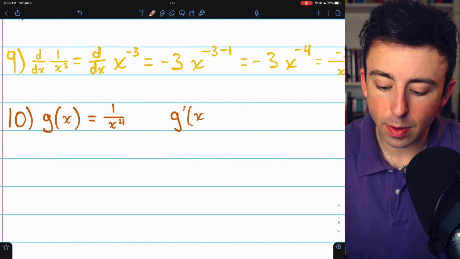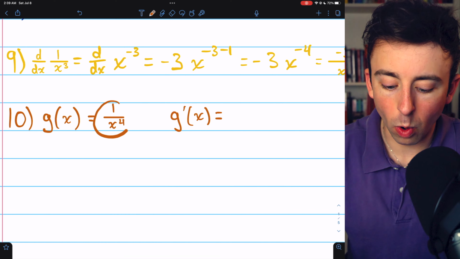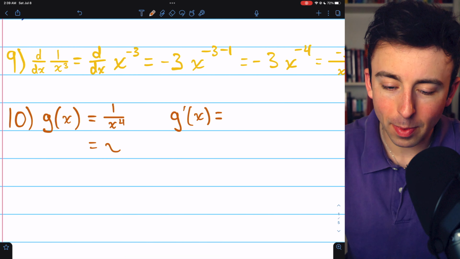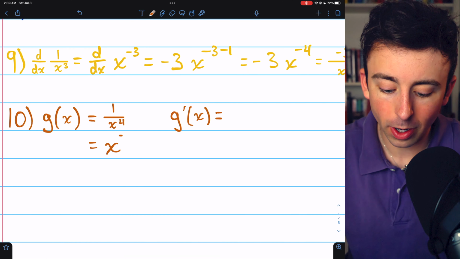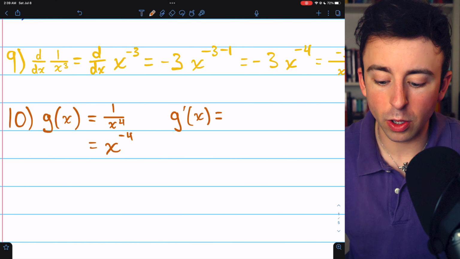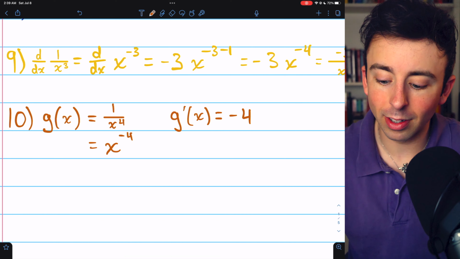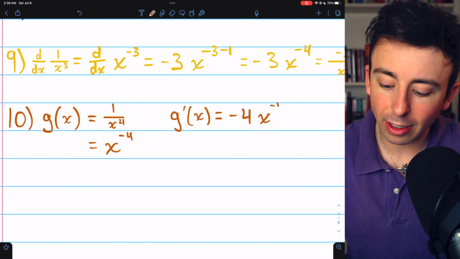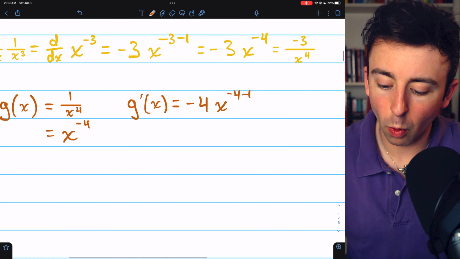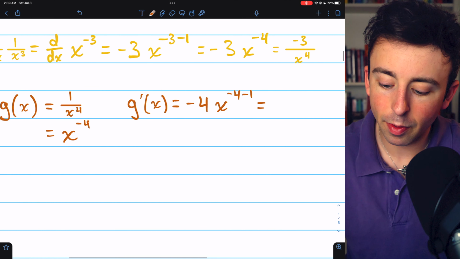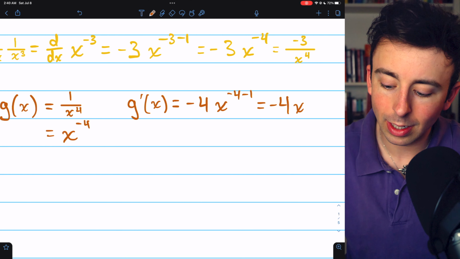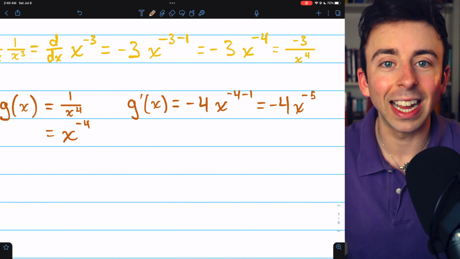One more basic example like this, g of x equals 1 over x to the 4. So what is g prime of x? Well, 1 over x to the 4 is the same as x to the negative 4. So we can take the derivative using the power rule, bring that exponent of negative 4 out front as a factor, and then reduce the exponent by 1. Negative 4 minus 1, of course, is negative 5. So this derivative is negative 4 times x to the power of negative 5.